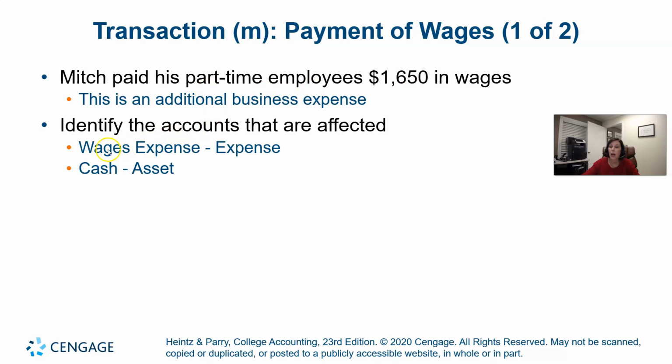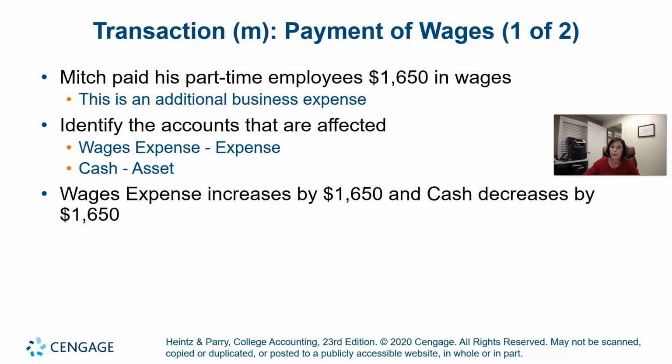So we've got wages expense. You could call this salaries expense, payroll expense, whatever, but in this case, we've chosen to call it wages expense, which again is an expense. And what did we pay them with? We paid them with cash, which is an asset. Do we have more cash? Do we have less cash? We have less cash. So cash decreases by $1,650 and the expense that we've incurred for wages goes up.